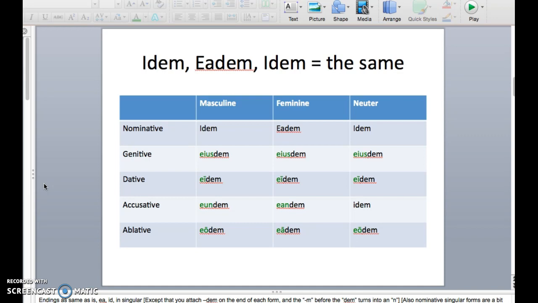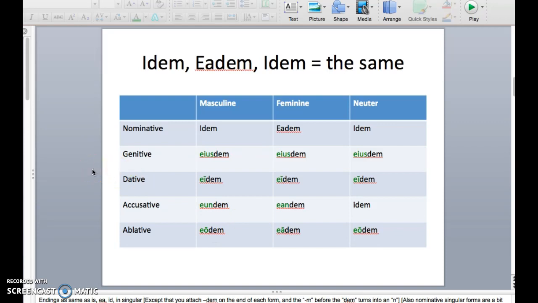You have to remember that we're so used to looking at the end of the word to get its case. Now we're actually going to look at the part before the dem. The dem is just sort of an ending that we slapped on there to make it clear that we're talking about idem, eadem, idem, and not is, ea, id. Because if you look at the rest of the forms, we'll see, oh yeah, I've seen eius, ei, eum, eam, eo, ea. I've seen all these before. This is very similar to is, ea, id.